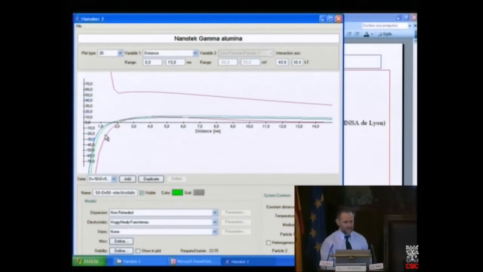And this is the green curve. You can see we have a barrier which is really low. We have a relatively extended double layer, so you're going to have a really funny viscosity. It's going to be strange, it's going to be difficult to work with.